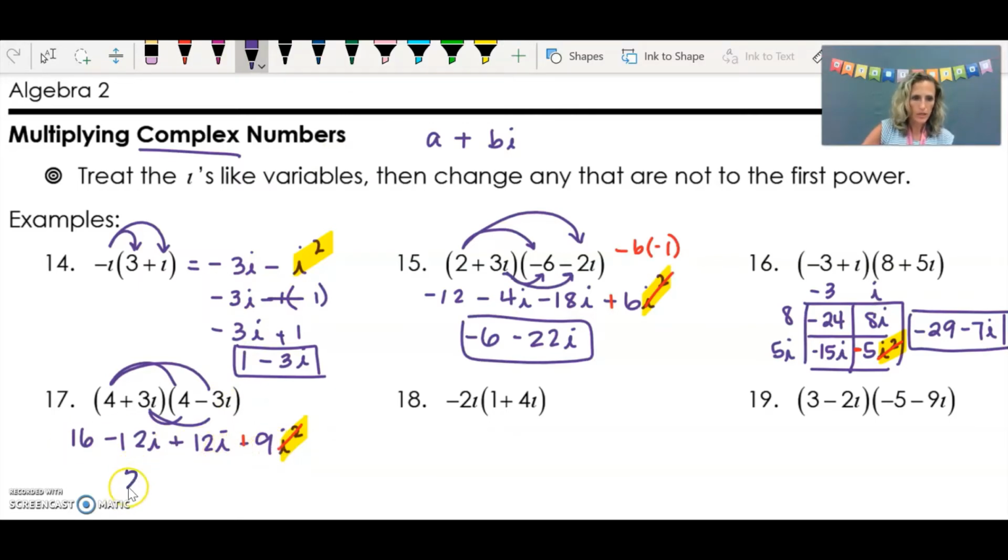16 plus 9 is 25. 25, and negative 12 and positive 12 is 0. Those eliminate one another. So our final result is 25.